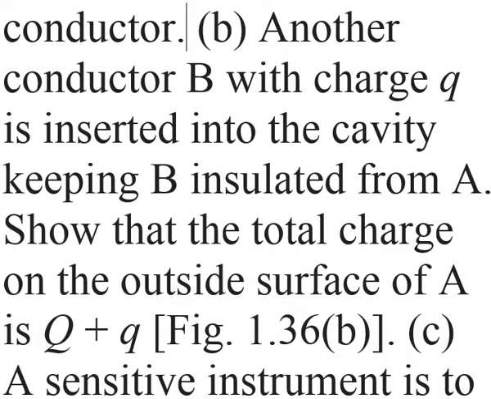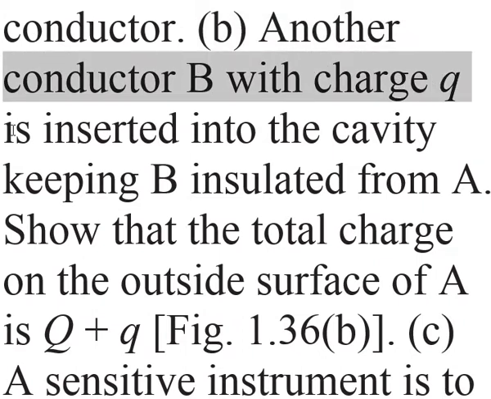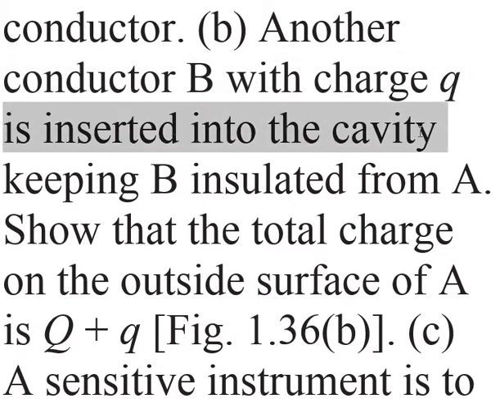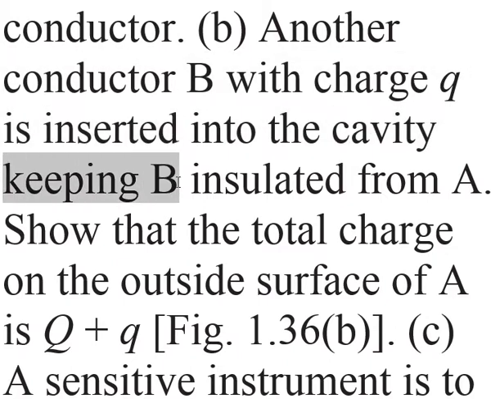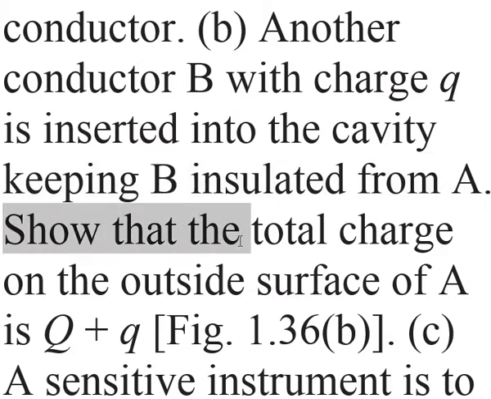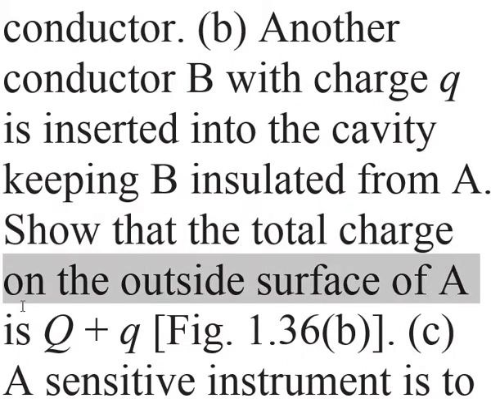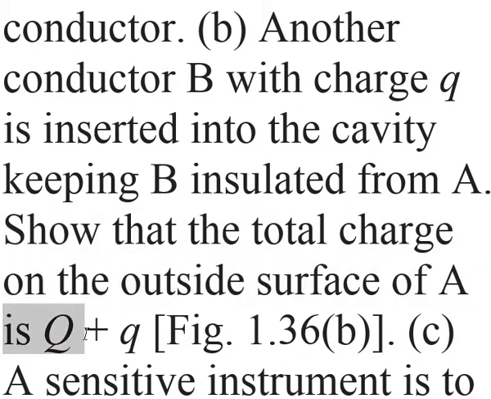Question B. Another conductor B with charge q is inserted into the cavity, keeping B insulated from A. Show that the total charge on the outside surface of A is Q plus q, figure 1.36(b).